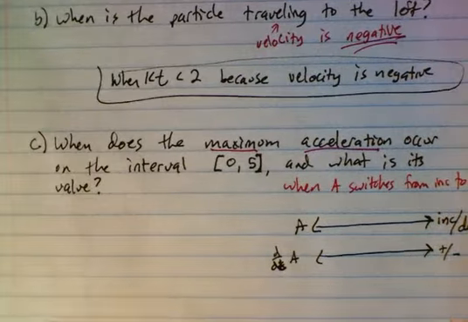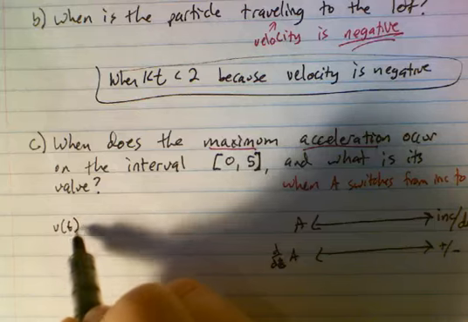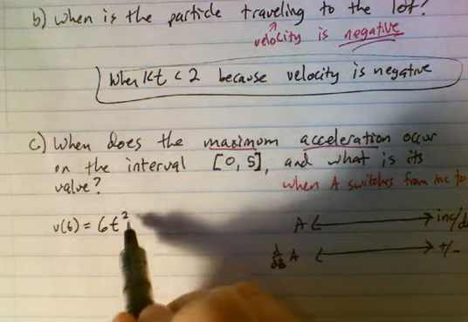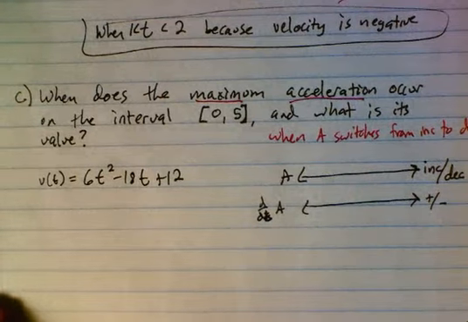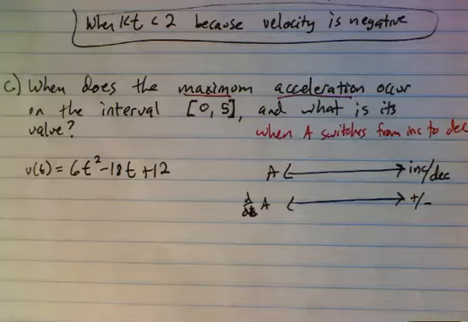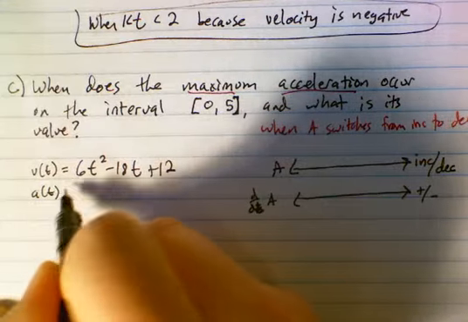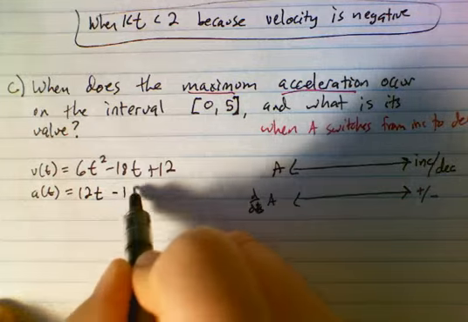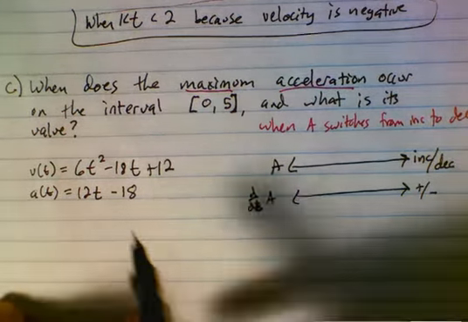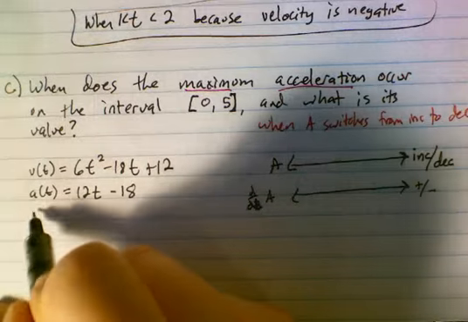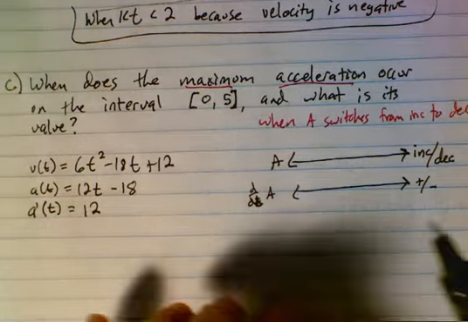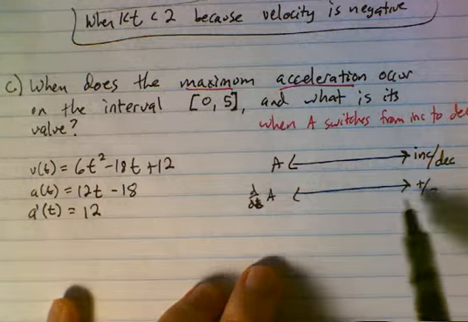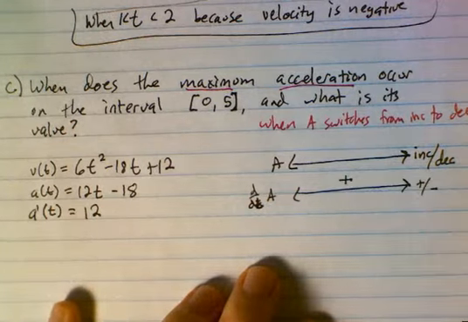So we know that velocity we had from the previous problem. And we've learned that acceleration is the derivative of velocity, so let's take the derivative of this. And that's not enough to tell me when acceleration is increasing, decreasing. I need to take the derivative one more time. And that's going to tell me when this is positive or negative. Turns out it's always positive, it's always 12.